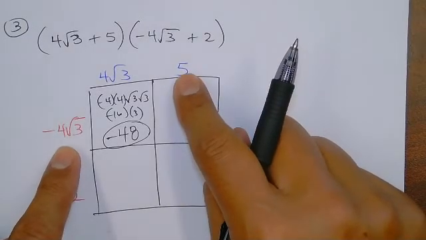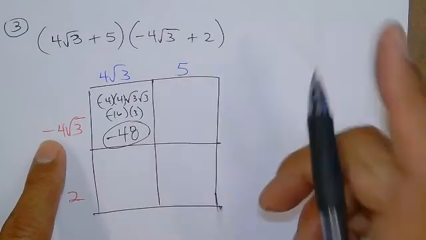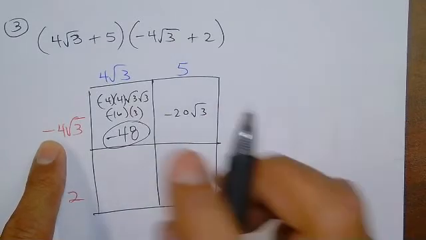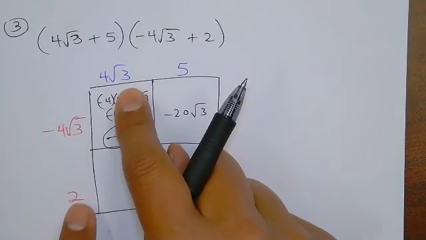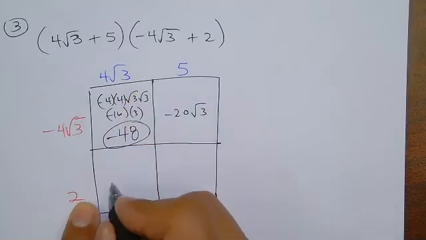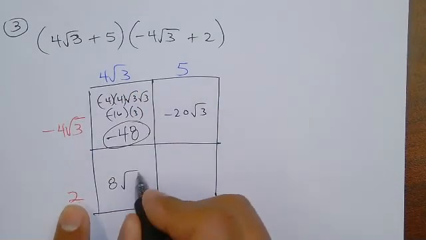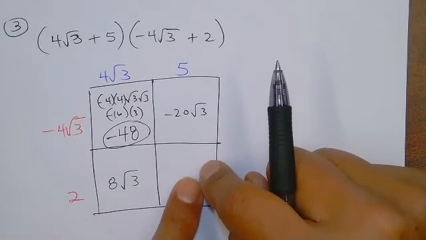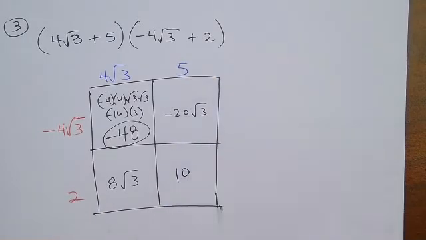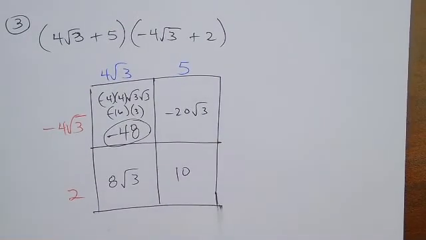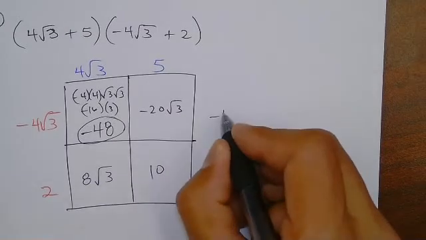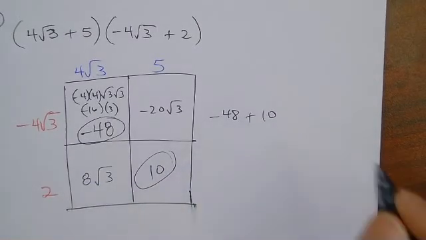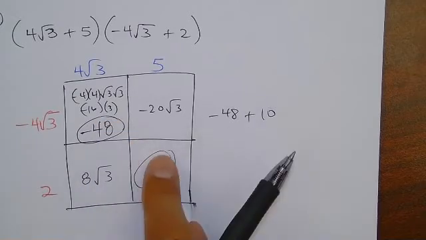What's this times this? Just the whole number multiplies with the whole number, right? So that's just the negative 20 root 3, yeah? Okay, now what's this one multiplied to this one? 8 root 3. Only the outside numbers, the whole numbers multiply. Okay, let's write the numbers first. I got negative 48 plus 10.